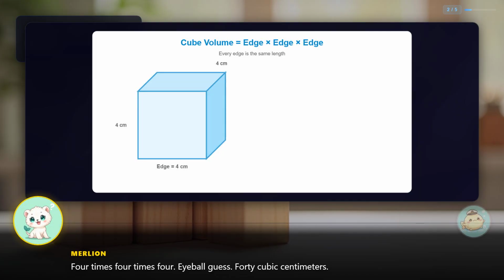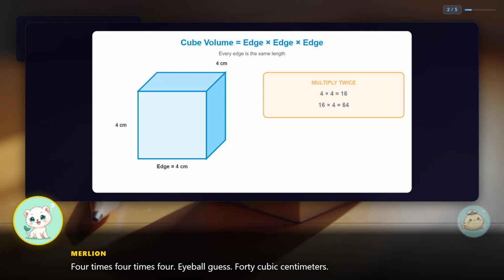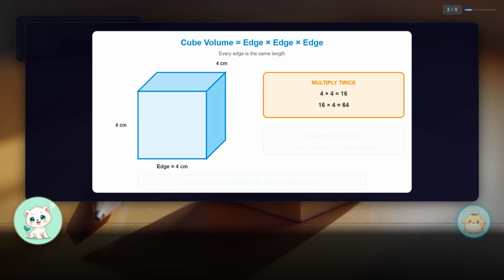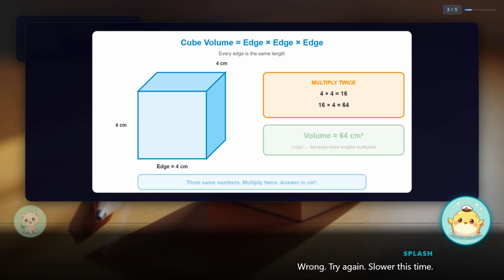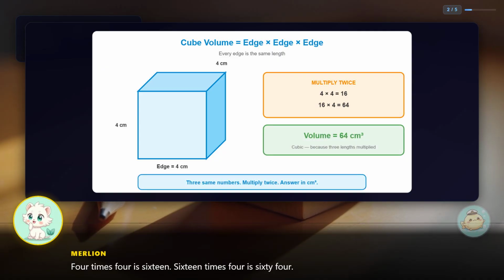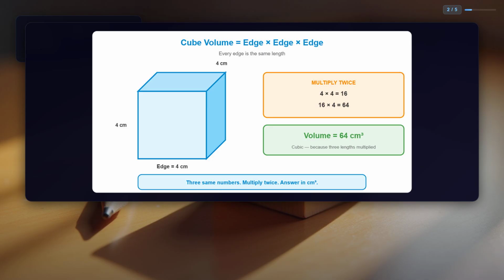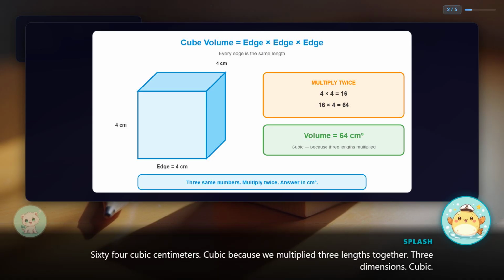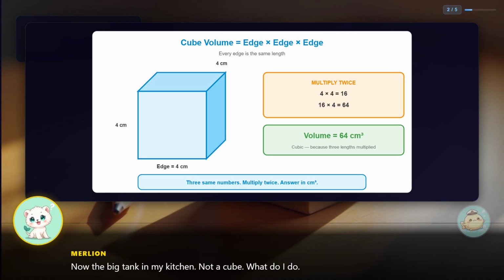4 times 4 times 4. Eyeball guess, 40 cubic centimeters. Wrong. Try again. Slower this time. 4 times 4 is 16. 16 times 4 is 64. 64 cubic centimeters. Cubic because we multiplied 3 lengths together. 3 dimensions. Cubic. Now the big tank in my kitchen.